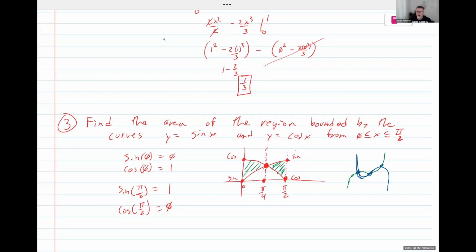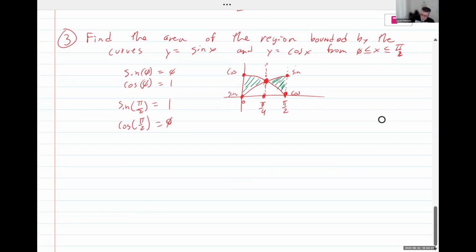Okay, and I could have chosen a different cutoff point. I could have said that instead of 0 to pi over 2, it's pi over 8 to pi over 2. Right, I didn't have to start at 0. Okay, so just be careful of that. Okay, good questions though.